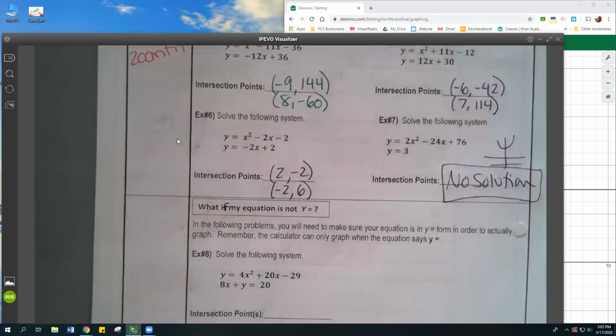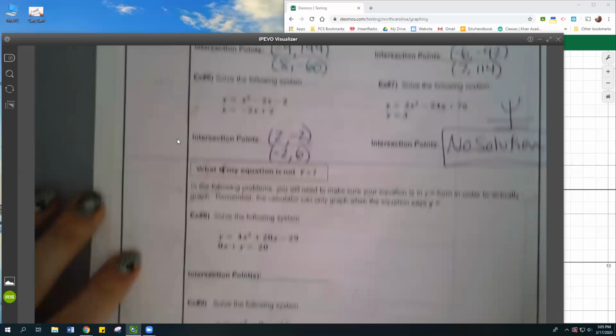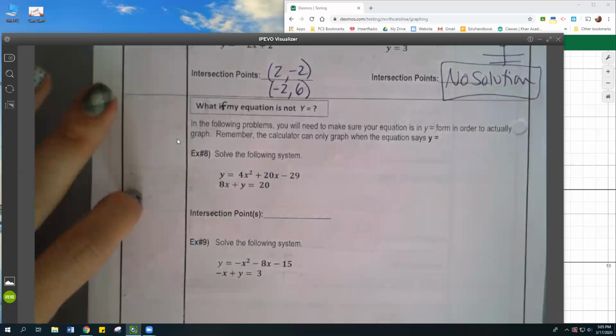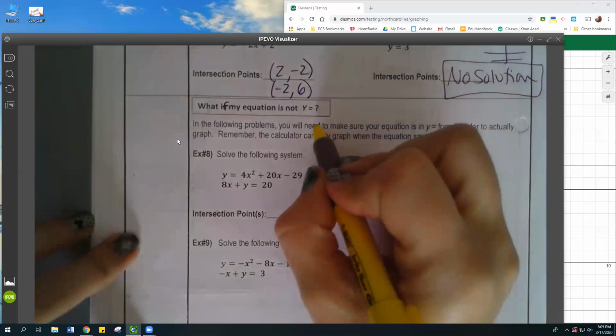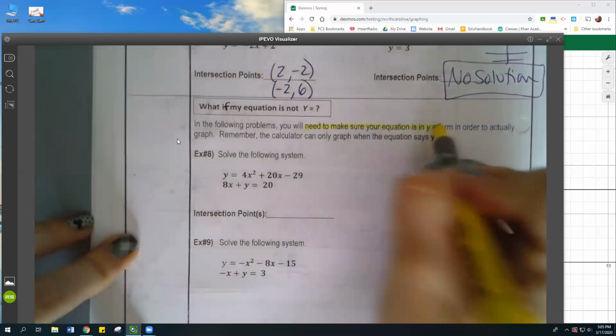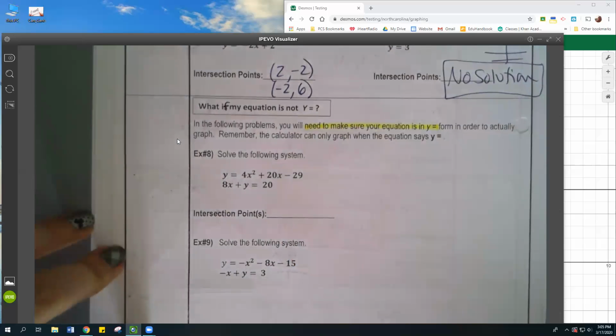Easy peasy when there is no solution. All right, last problem's down here. It says, what if my equation is not in y equals? So you will need to make sure that your equation is in y equals.